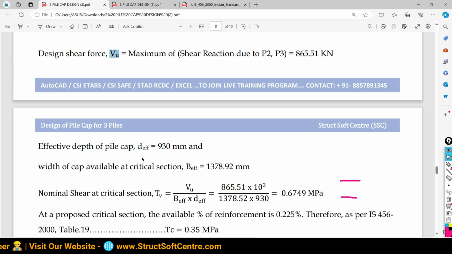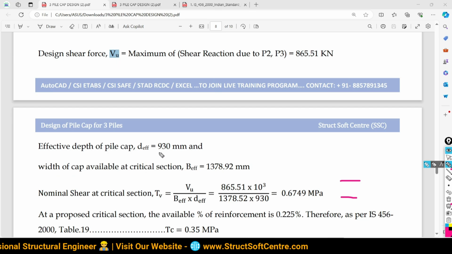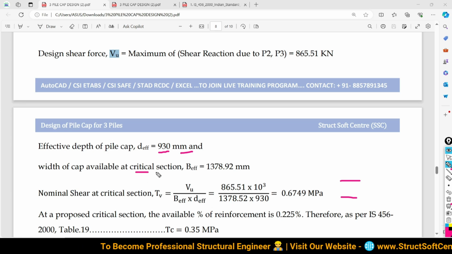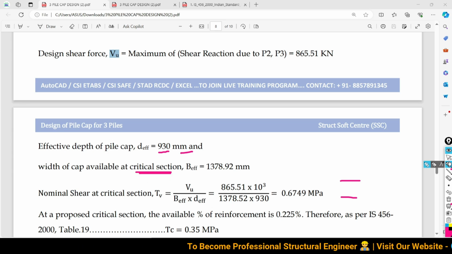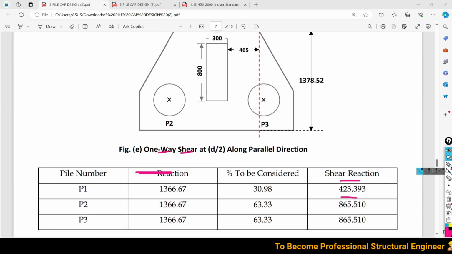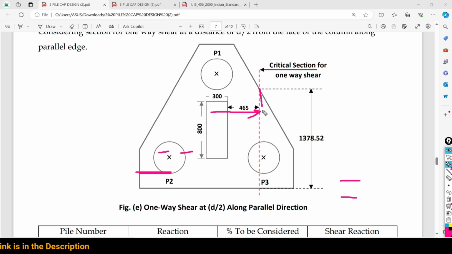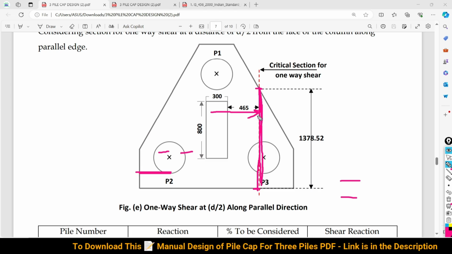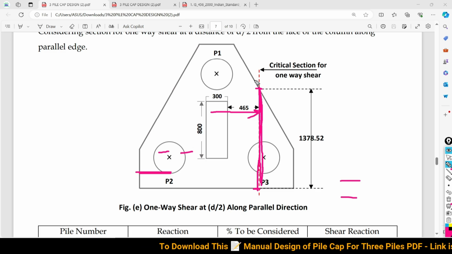Now, how much is the effective depth of the pile cap? Pile cap effective depth is 930 mm. Next, the width of the pile cap available at this critical section. This is a very interesting and important point that we are going to see. We are going to do the shear check along this direction. So at this critical section, what is the effective width of the pile cap available? From this point up to this point, this is the width of the pile cap available to resist the shear. So how much is this distance?